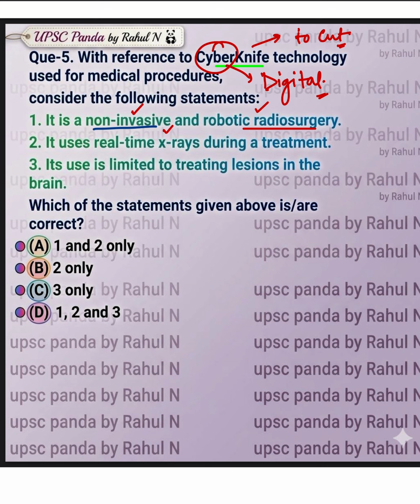When the robot is working, you need continuous monitoring of how the robot is moving, where it is, where it will make a cut, how it will be done. So it uses real time x-rays during treatment, correct.